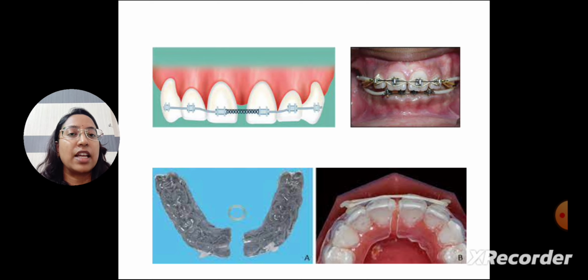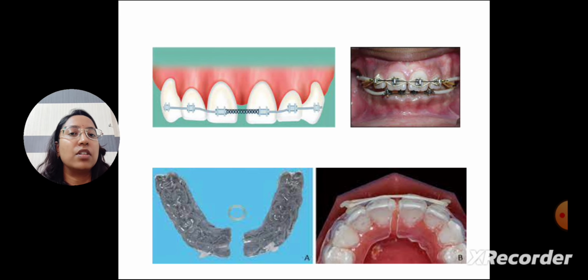So once this activated spring is left in the oral cavity, the spring tends to come back to its original closed position. When it is coming to its closed position, it will pull the teeth towards each other, closing the diastema.